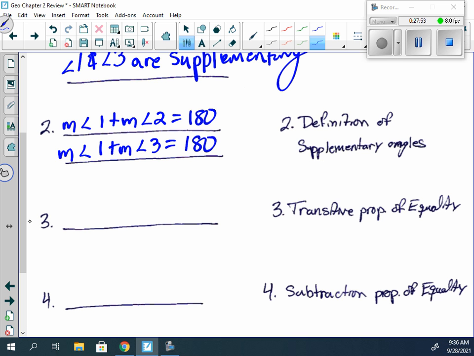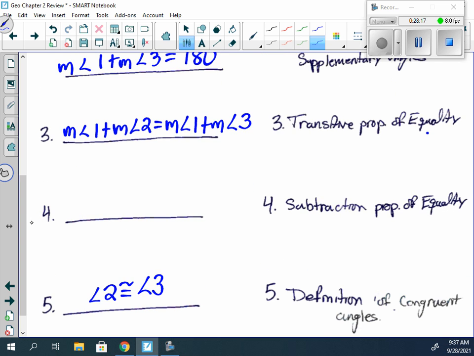And it also tells us the reasoning behind step number 2, or why we got there, as well as the definition of supplementary angles. What's our third reason? Well, these are both equal to the same thing, so that means I can set them equal to each other. Next reason? 4 would be measure of angle 2. And we're done.